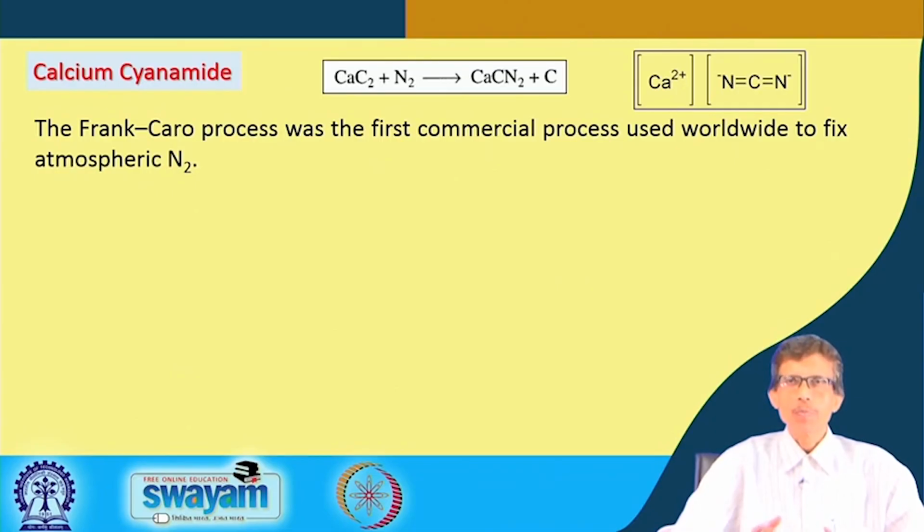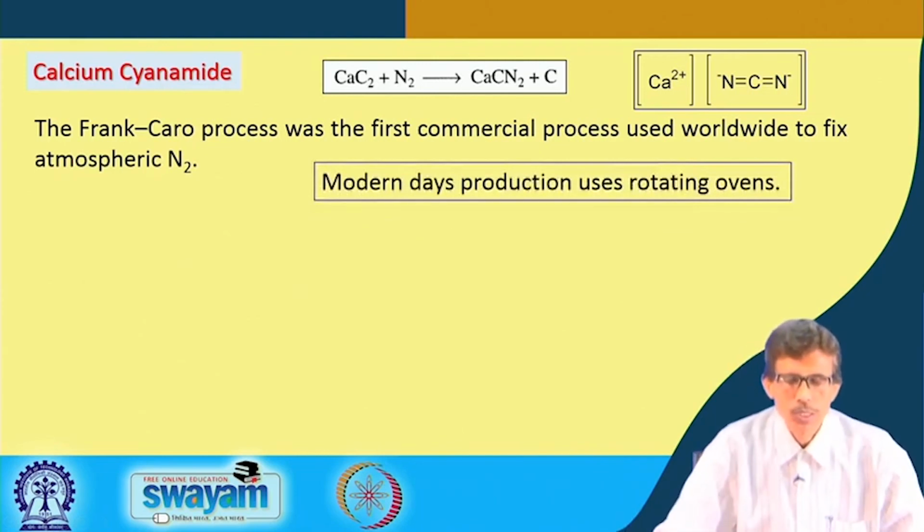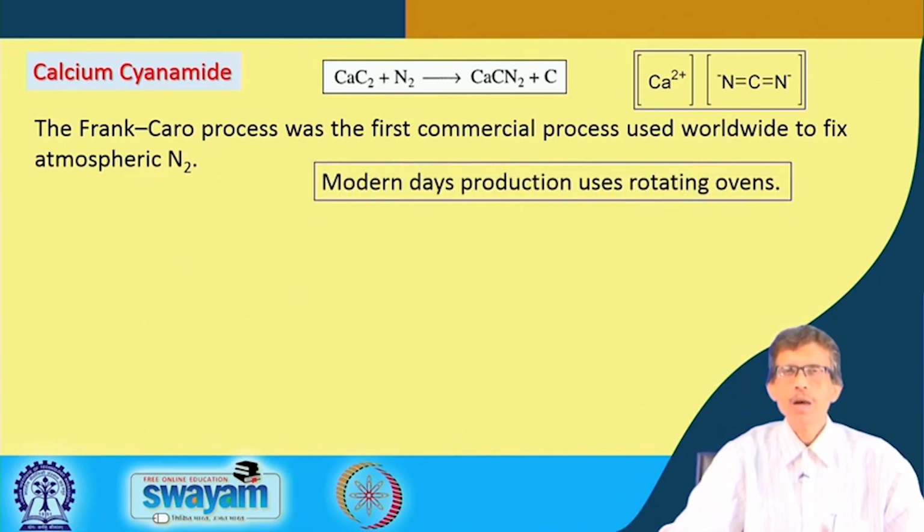So, it is a particular process of fixing nitrogen, as we have seen earlier, that we can fix nitrogen by converting that nitrogen to ammonia, and that can be converted to urea. This particular process, what we use in modern days, is production using rotating ovens. So, ovens are there, and with time they can rotate.